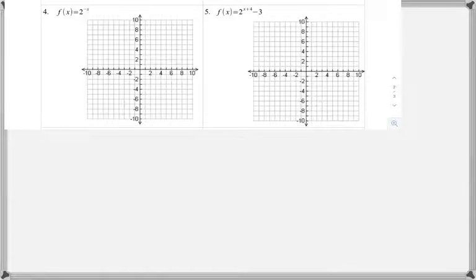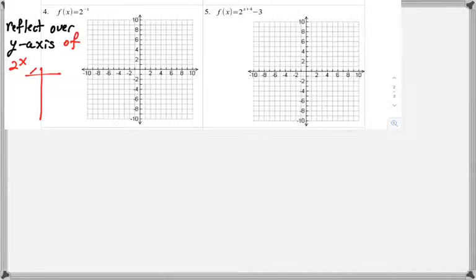So what we want to do is figure out what the parent function is first, and then use what we know about transformations. So this is going to be a reflection over the y-axis, that's the minus x does that, of your parent function 2 to the x power. Now in the previous video we graphed 2 to the x power, I think twice. And we're going to use the 3-point method, so negative 1, 0, and 1. So that gives us 1/2, 1, and 2.